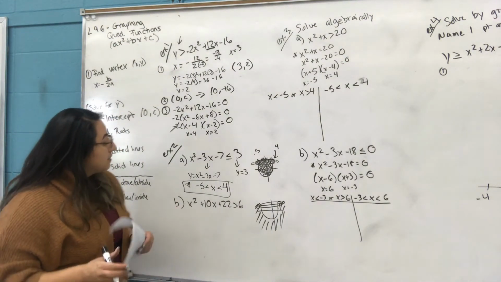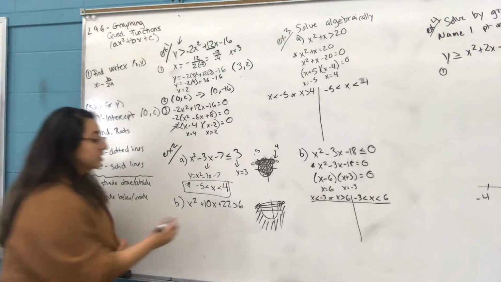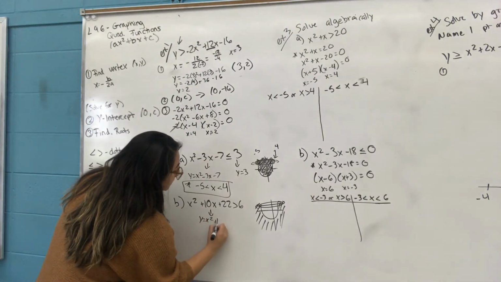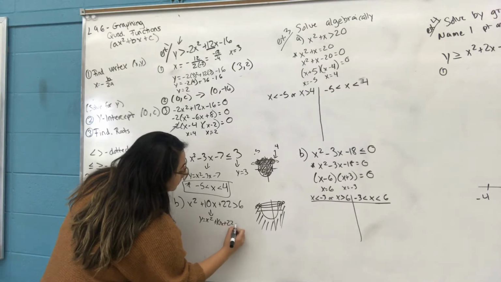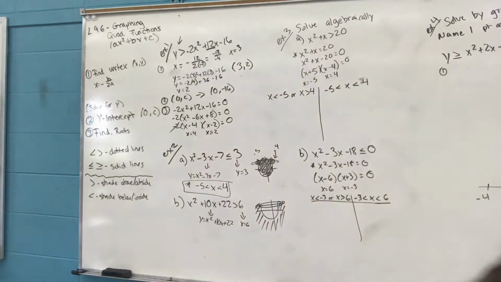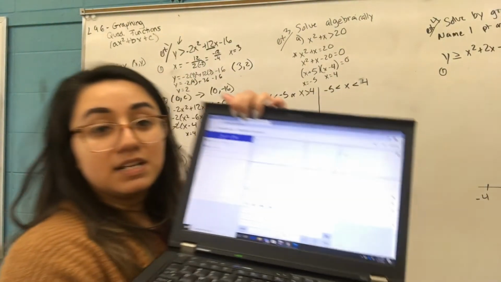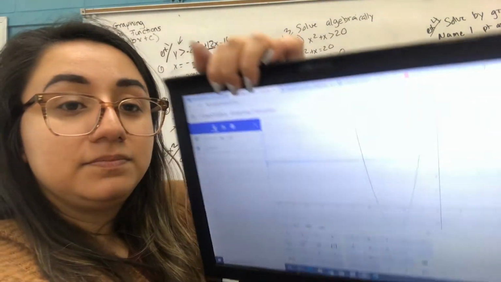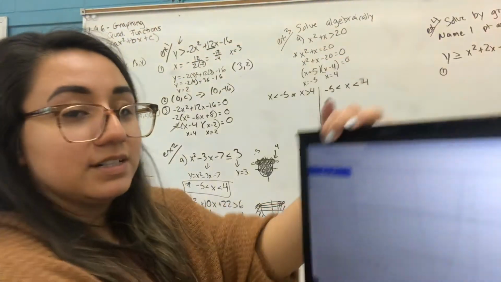x squared plus 10x plus 22 is greater than 6. This is y is equal to x squared plus 10x plus 22, and this is y equals 6. I do have this one. I didn't load the second one. But if you noticed here, I have the two graphs filled out for you.